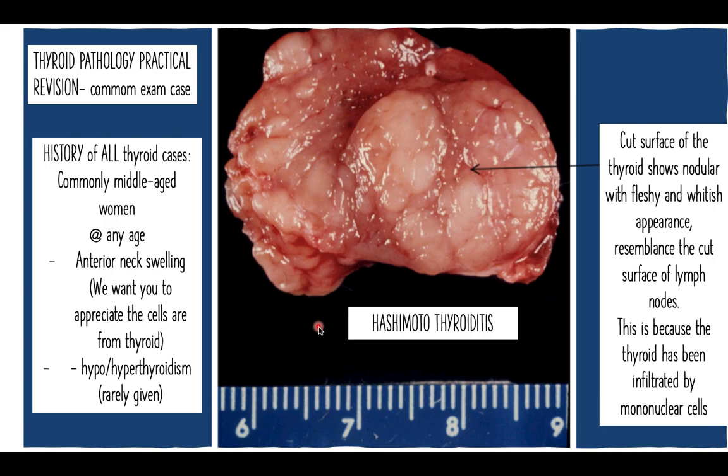As you can see here, the cut surface of this thyroid is nodular with fleshy and whitish appearance that resembles the lymph nodes, and this is because this thyroid has been infiltrated by mononuclear cells in Hashimoto thyroiditis.